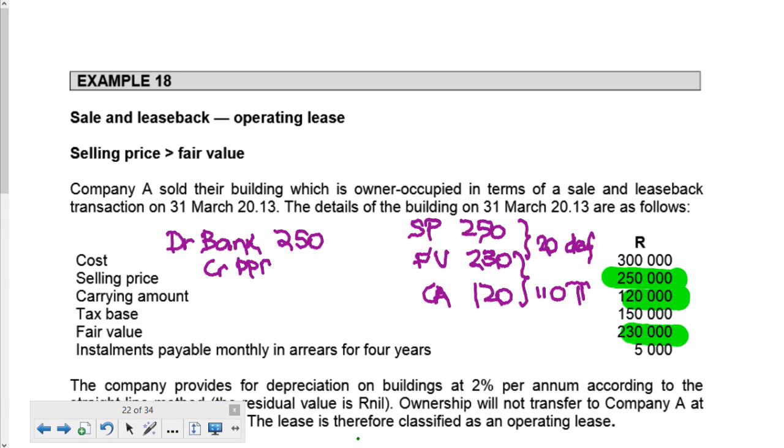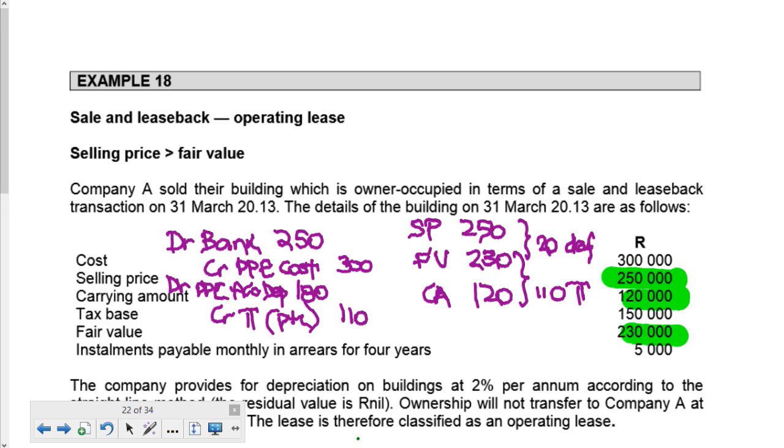Credit PPE, cost. What was cost? 300. And debit PPE at 180. Do you agree? There's my 120, my cost of my asset. I'm going to recognize profit, credit profit, P&L, 110. And I'm going to defer profit, credit deferred income, statement of financial position, 90.